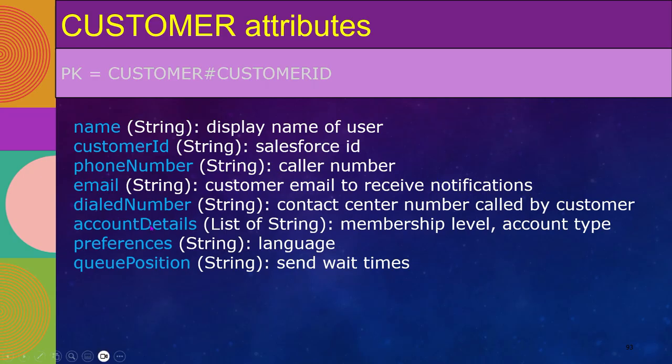Okay. Then there's account details, and this is when things get really creative, because you want membership level, account type. What do I have here? Let's look at the healthcare industry. What kind of account type do I have? Is it a healthcare account, a car insurance account?